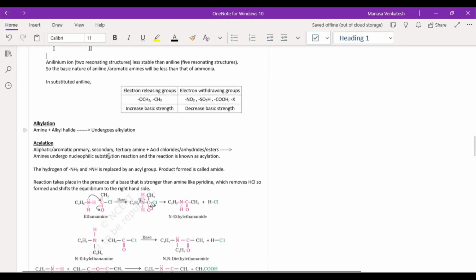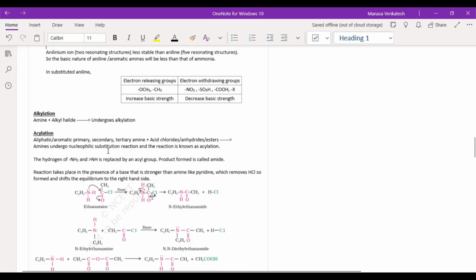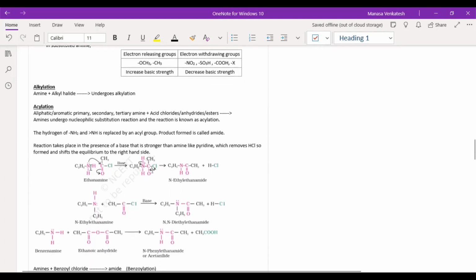The next reaction is the acylation reaction. Aliphatic or aromatic primary, secondary, tertiary amines react with acid chlorides, anhydrides, or esters. And they undergo a nucleophilic substitution reaction, and this is also called an acylation reaction. Now, the product which is formed is an amide. So what's happening over here is the hydrogen of the NH2 or NH is replaced by an acyl group.